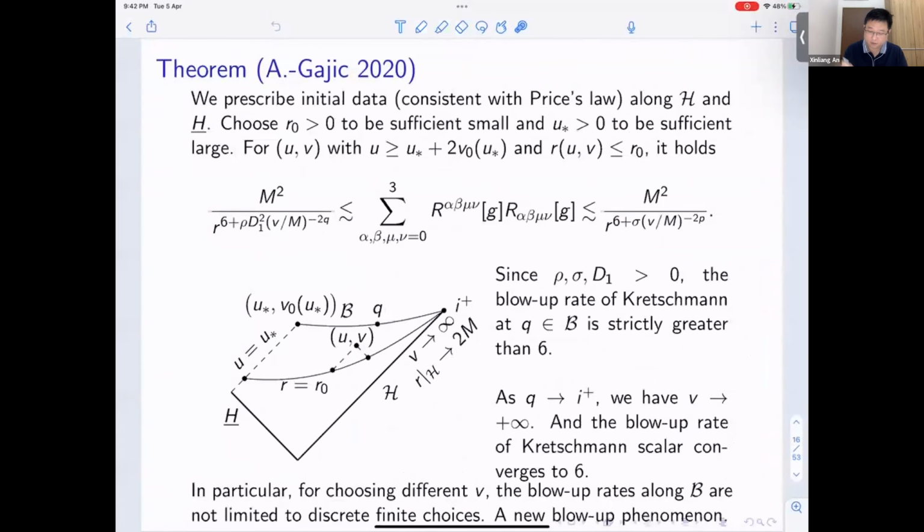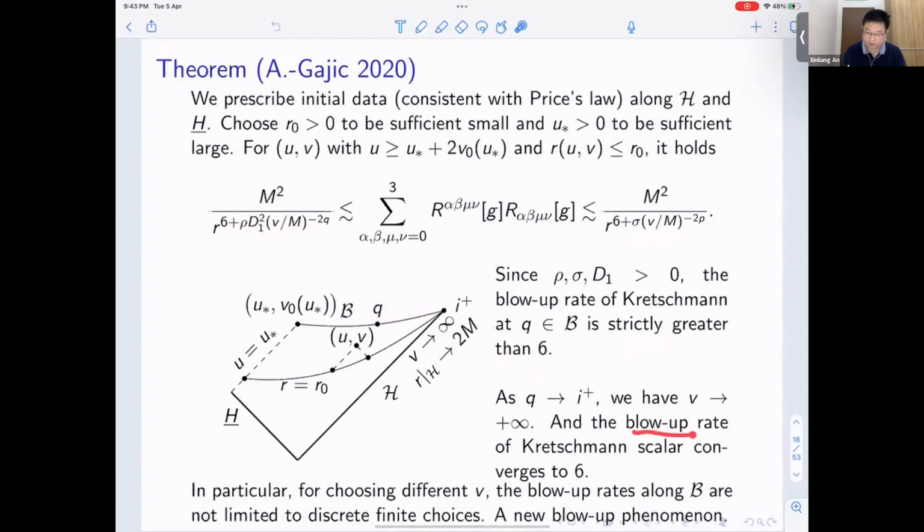Since rho, sigma, and D1 are all positive, the blow-up rate here actually is strictly larger than 6. This is a little bit surprising to us when we just found it, because in the beginning we thought 6 would be sharp, but this is indeed strictly larger than 6. But when the wave goes to timelike infinity, this rate goes to 0, which is still converging to the Schwarzschild scenario. And the blow-up rate will converge to 6.